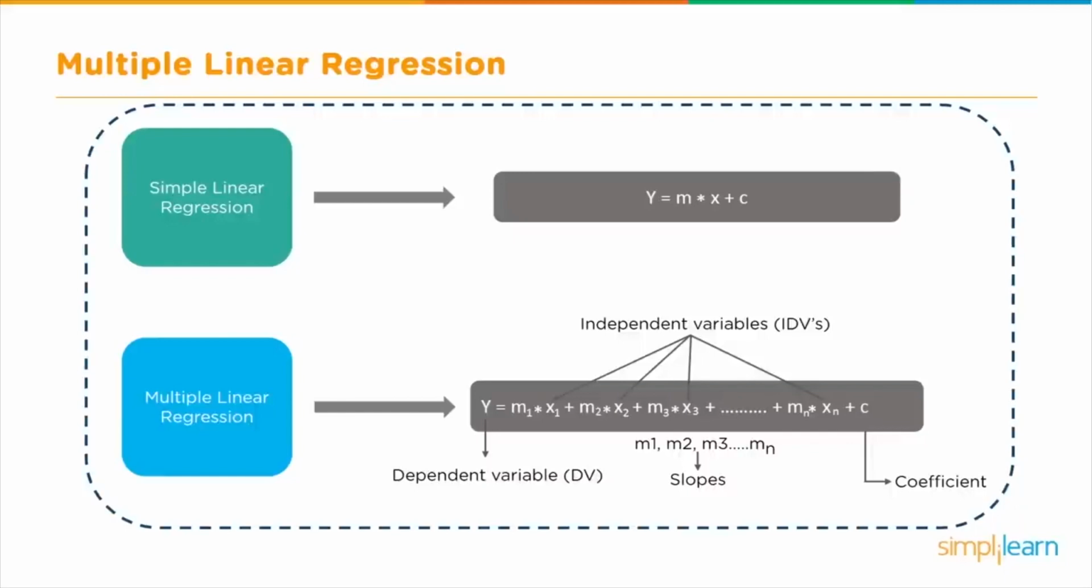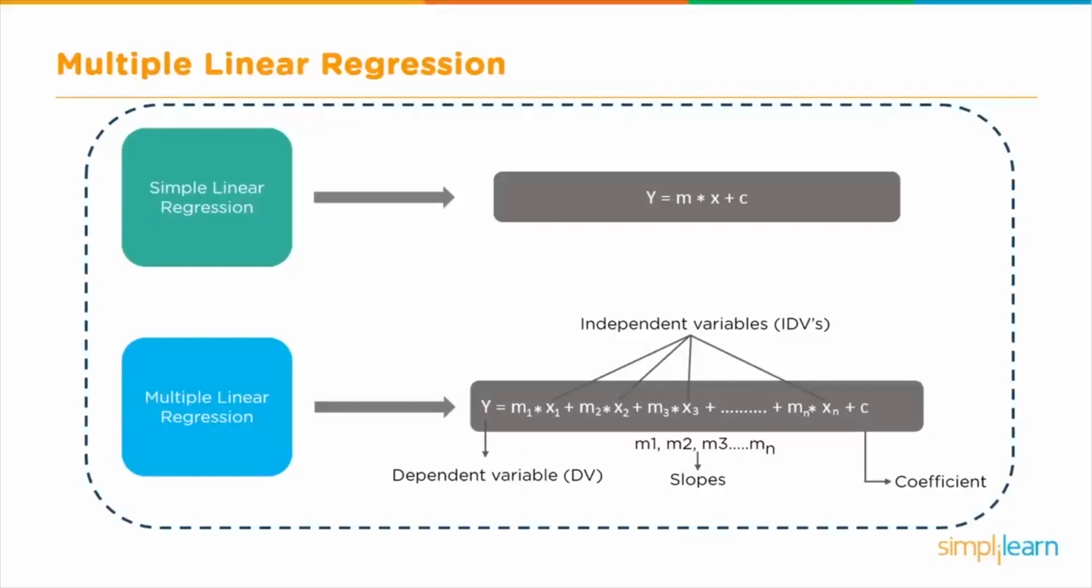Now with multiple linear regression, we have multiple variables coming in. So instead of having just x, we have x1, x2, x3. And instead of having just one slope, each variable has its own slope attached to it. As you can see here, we have m1, m2, m3, and we still just have the single coefficient.